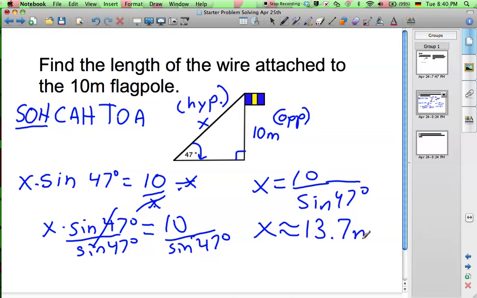13.7 meters. That's the length of the wire, and that makes sense because that's the hypotenuse and it's supposed to be bigger than this side over here. It's supposed to be the biggest side, so it looks reasonable.